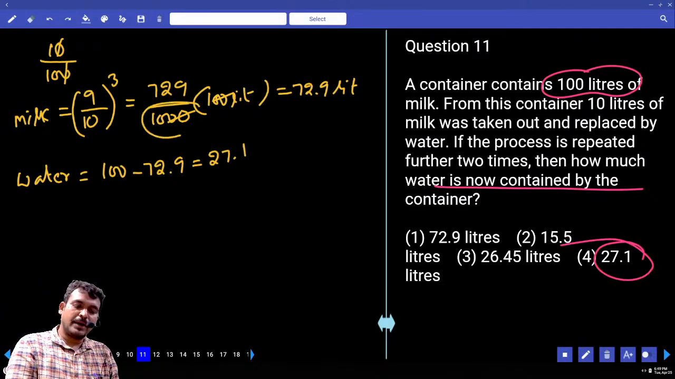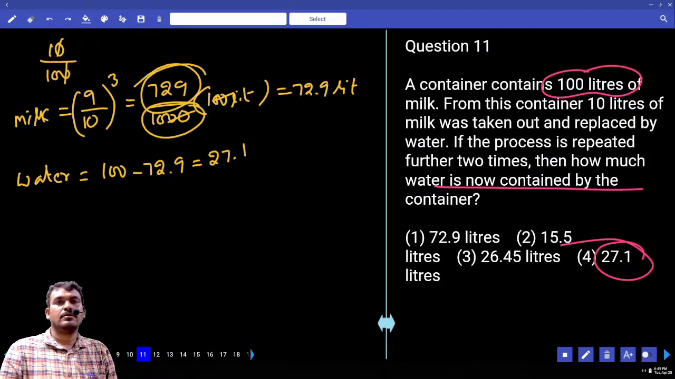Out of 1000 parts, milk is how many parts? 729 parts. Remaining 271 parts water. Then 271 by 1000 of how many liters? 27.1 liters.